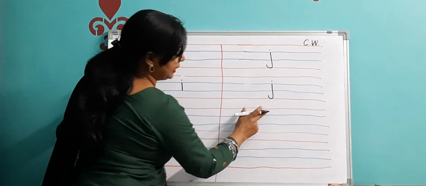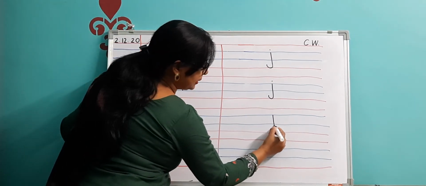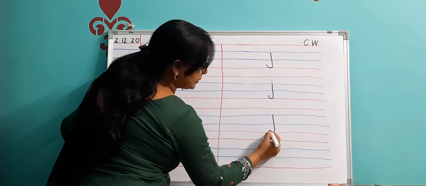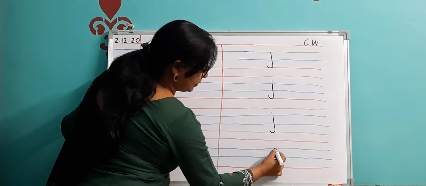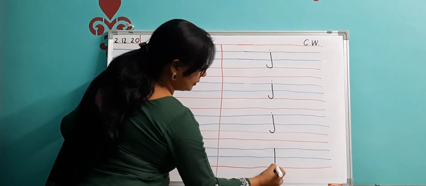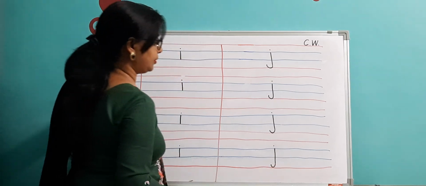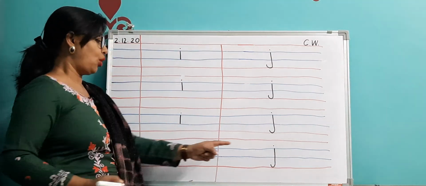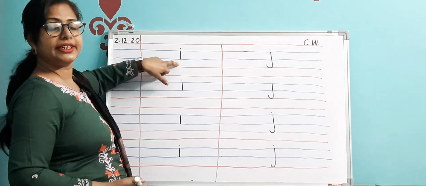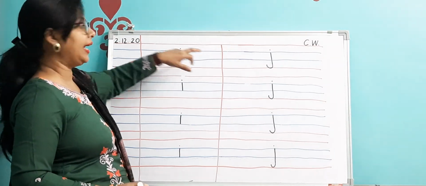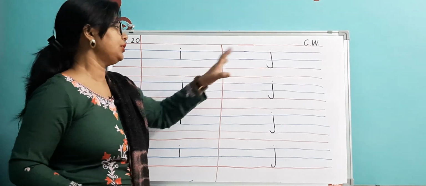Once again, leave the first line. From the second line, draw a curve like this and a dot. Once again. And a dot. So this is small j. So this is how you write small i and small j.